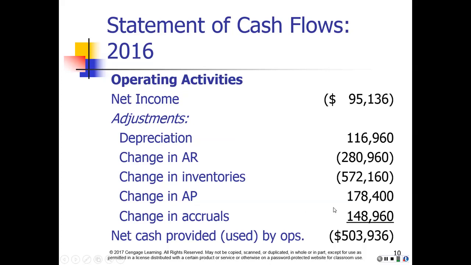So finally, we get to net cash provided by operations, or used. If it's negative, it's used. If it's positive, it's provided. But it turns out to be negative. So start with minus 95,136, add 116,960, subtract 280,960, subtract 572,160, add 178,400, add 148,960, and then you're left with 503,936. And that's the net cash. Because it's negative, it's the net cash that's used up by operations.